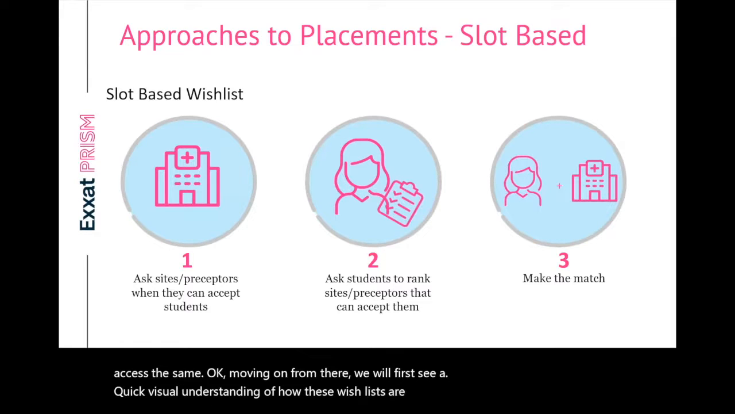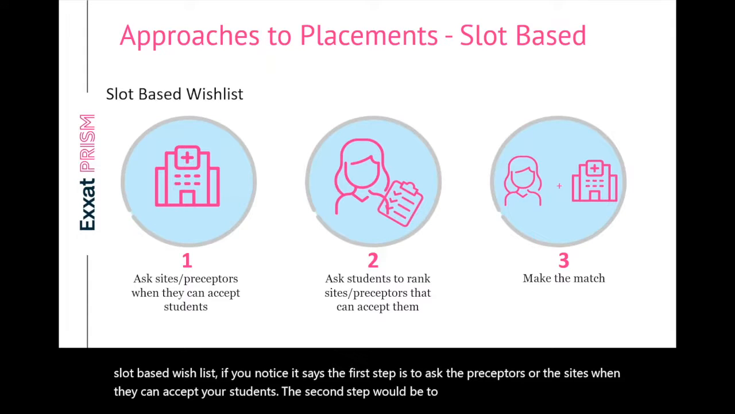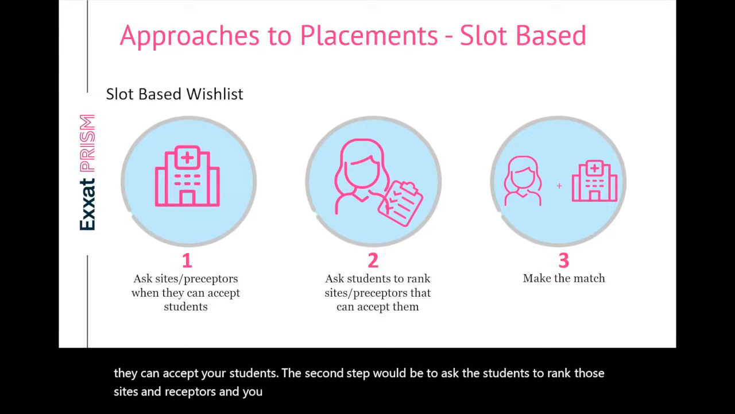So the first thing is that on the slot-based wish list, if you notice, it says the first step is to ask the preceptors or the sites when they can accept your students. The second step would be to ask the students to rank those sites and preceptors that can accept them. And then the third step would be the final one where you can actually make the match.